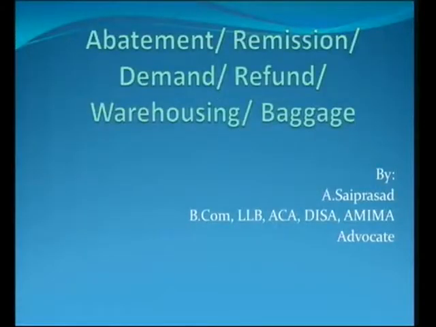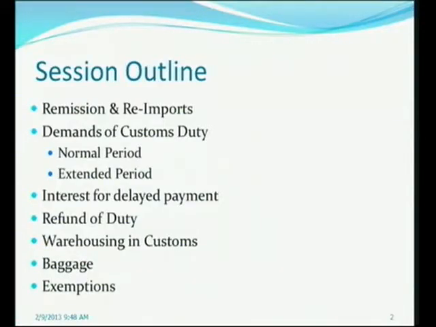The session outline would be something like this. We'll start off with remissions. Then demands of customs duty, it's bread and butter. Then the normal periods, then interest, then refund of duty. There are certain unique methods of refund. I'll try and match these refunds with the central excise refunds, and try and match what the provisions are in excise and what the provisions are in customs, and both are pari materia. I'll give the parallel sections, and I'll also tell you how they are similar. Refund of duty is a bit different, so I'll tell you how they are different. Then warehousing, customs, then baggage, and some exemptions.